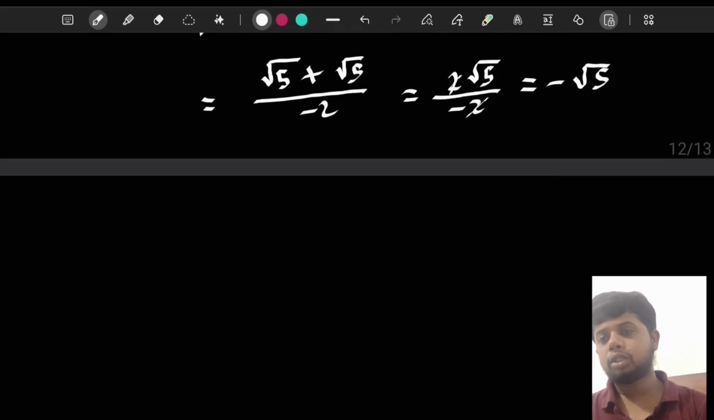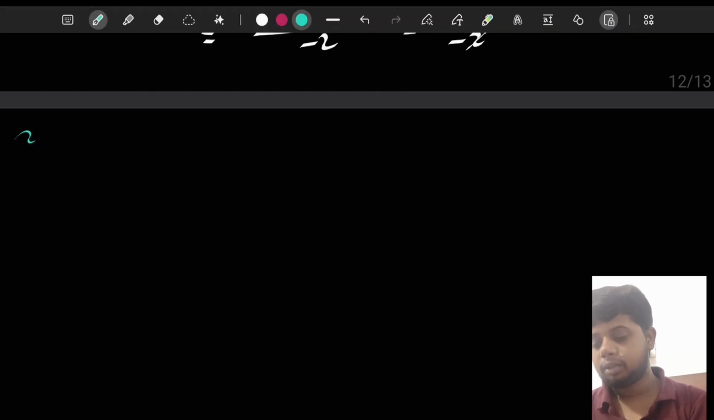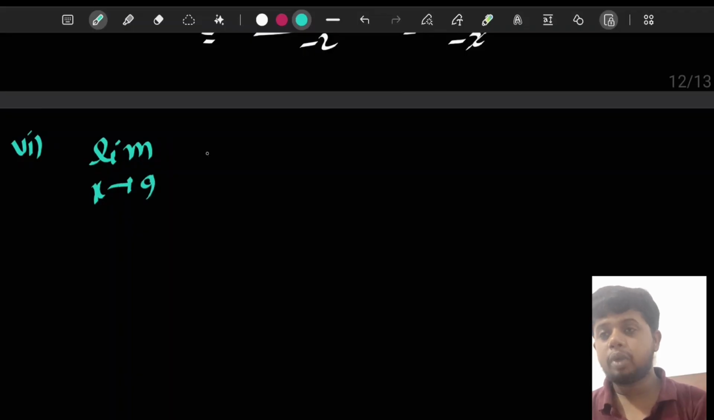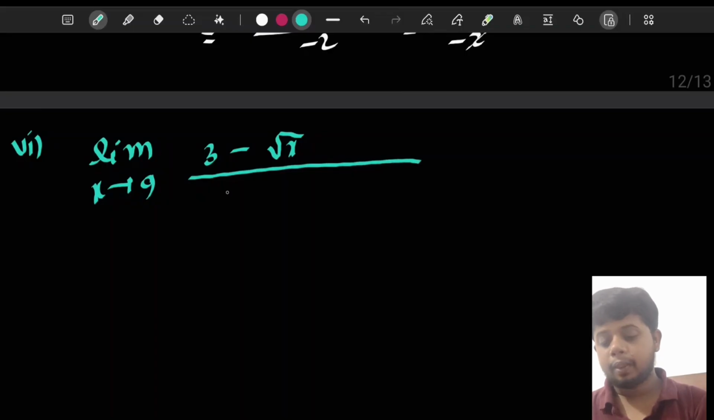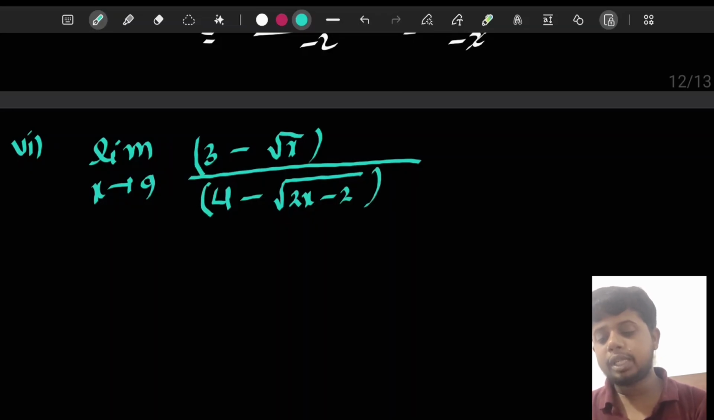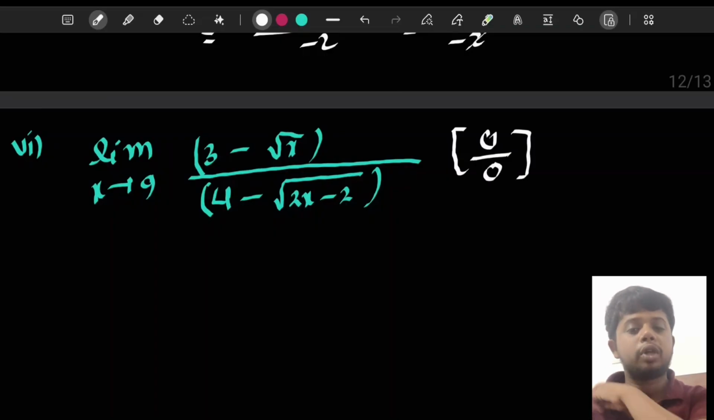Now let's see one more question. Question number 6. Limit x tending to 9, 3 minus root x by 4 minus root of 2x minus 2. See, first let's see, is it forming 0 by 0? If I put 9, root 9 is 3, 3 minus 3 is 0, and 18 minus 2 is 16, under root 16 is 4, 4 minus 4 is 0. So we have to do the rationalization.